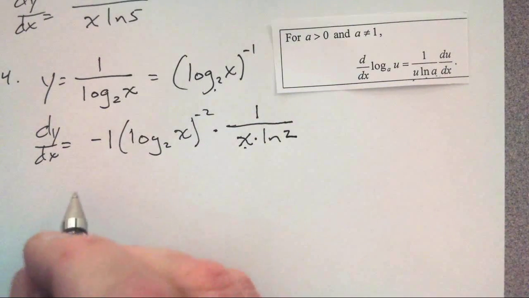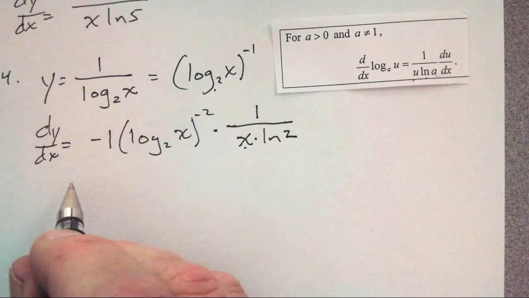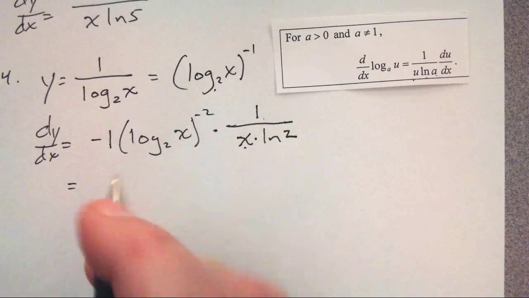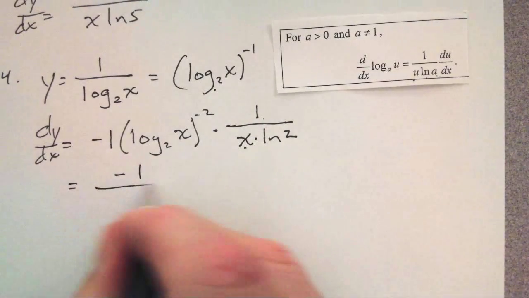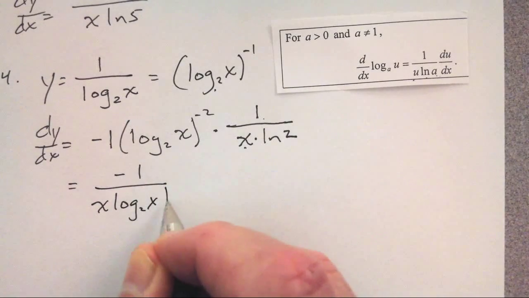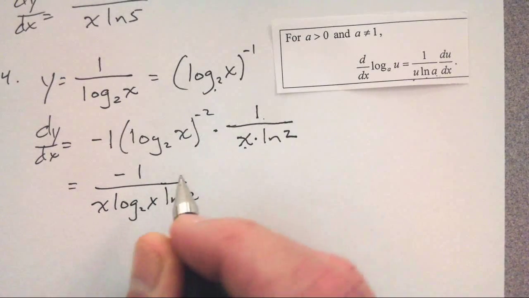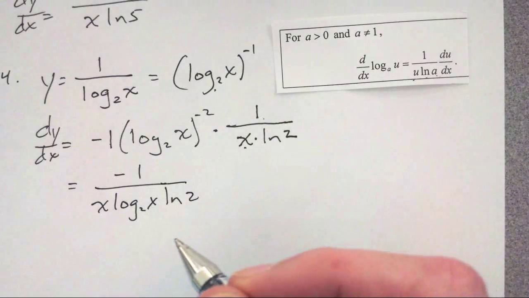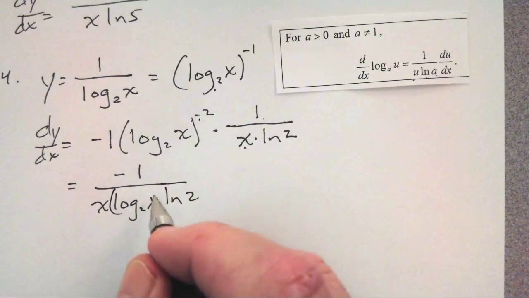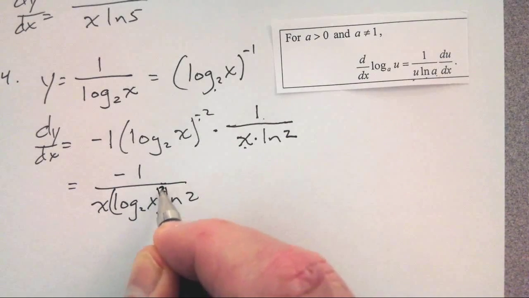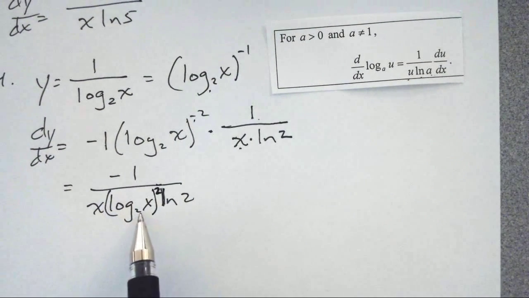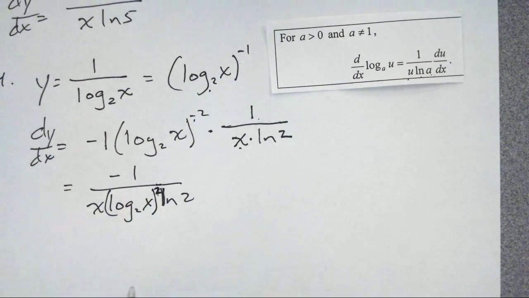So let's clean this one up. I get negative 1 times negative, my only numerator is going to be negative 1. Then I get x with log 2 x times ln 2 in the denominator. I have a squared here as well. Almost missed that. That would come down as squared. Hope you see that one sticking in there. So negative 1 on x log base 2 of x squared ln 2.